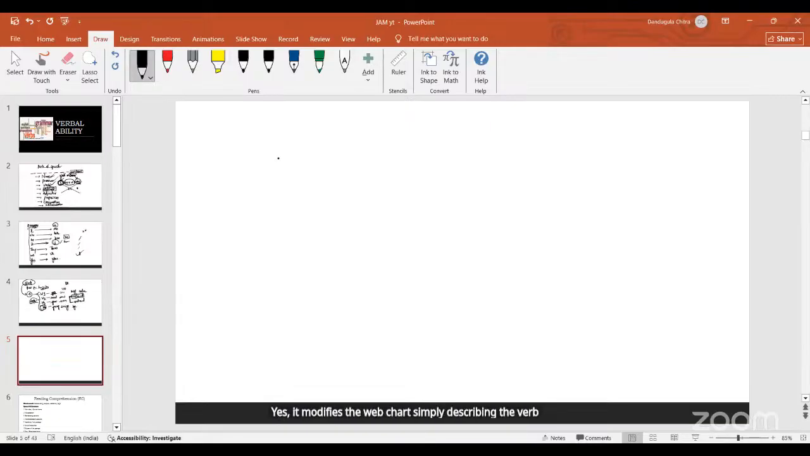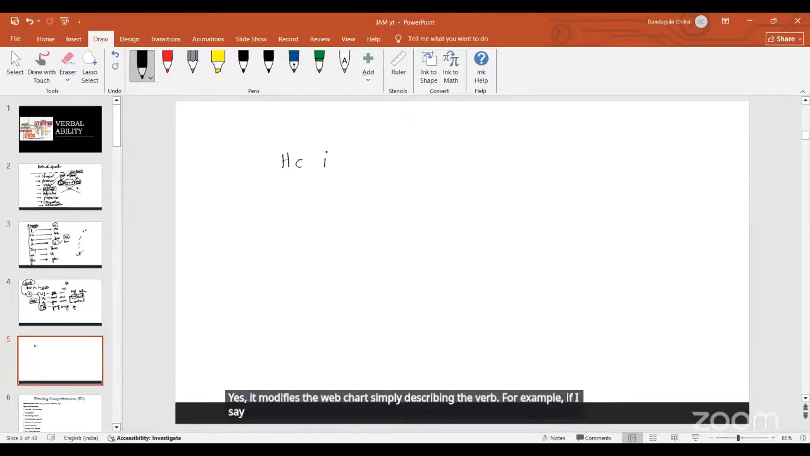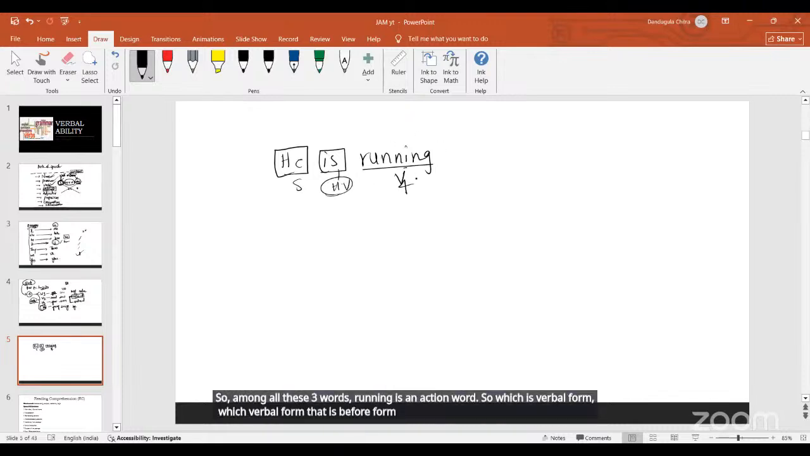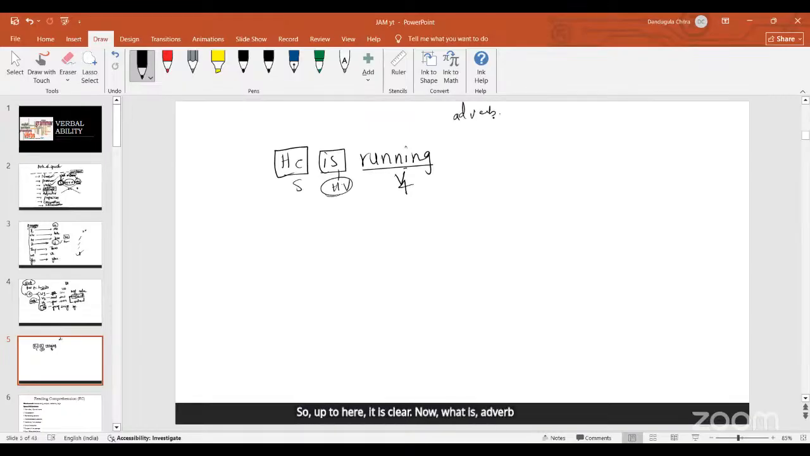For example, if I say he is running, here he is a pronoun, which is the subject. Is is a helping verb. We'll talk about this later. And running. Among all these three words, running is the action word, so which is the verb form? That is the V4 form. So up to here, it is clear. Now, what is adverb? Adverb means anything that describes the verb form.